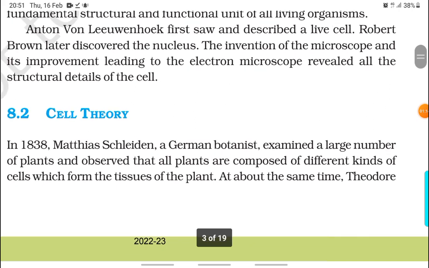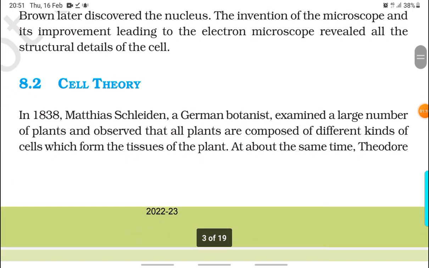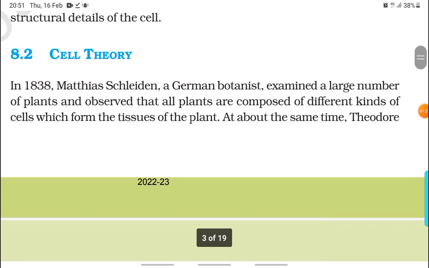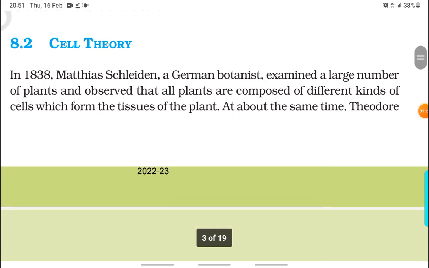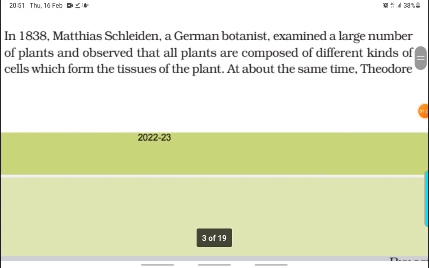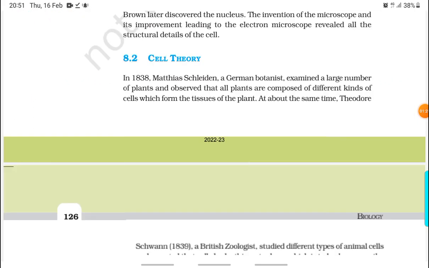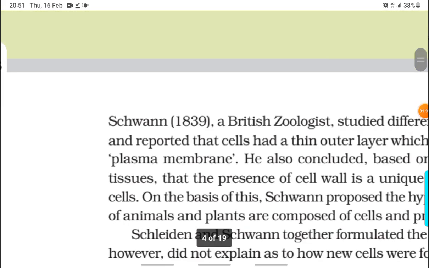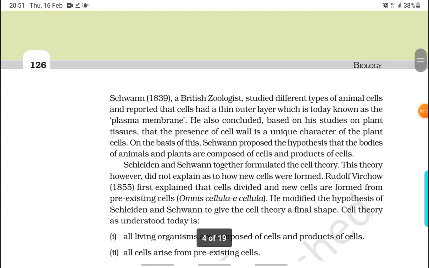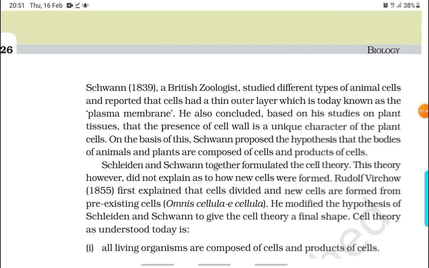Cell theory. In 1838, Matthias Schleiden, a German botanist, examined a large number of plants and observed that all plants are composed of different kinds of cells which form the tissues of the plant. At about the same time, Theodor Schwann, 1839, a British zoologist, studied different types of animal cells and reported that cells had a thin outer layer which is today known as the plasma membrane.